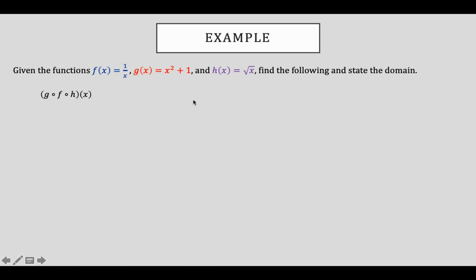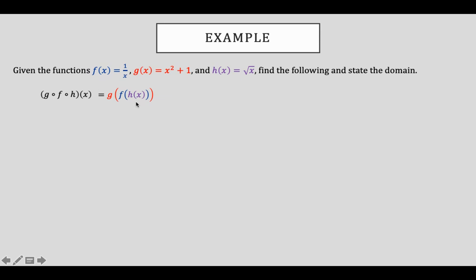So let's look at one more example of a composite function. Given the functions f of x is equal to 1 over x, g of x is equal to x squared plus 1, and h of x is equal to root x, find the following and state the domain. G of f of h of x. This is a double composite function.